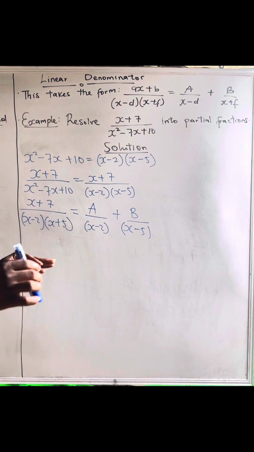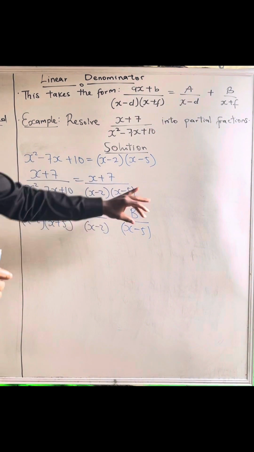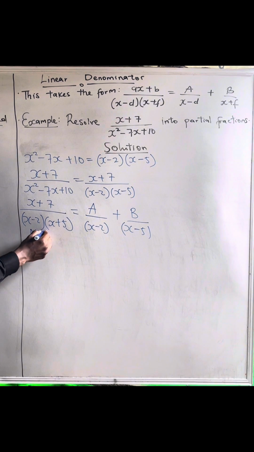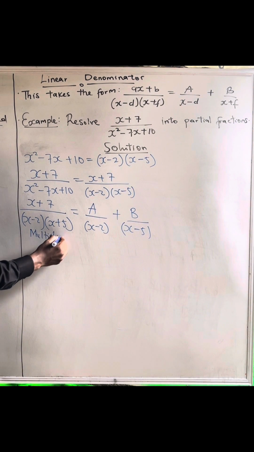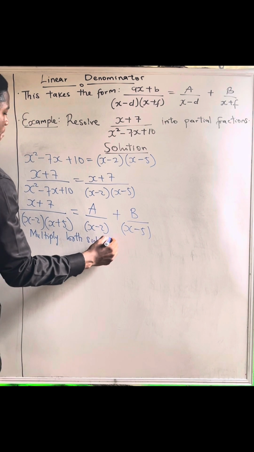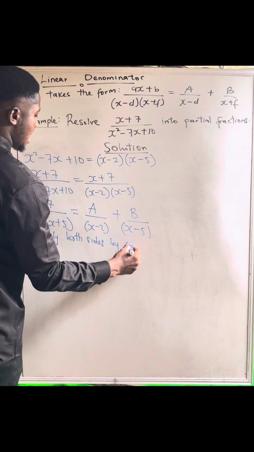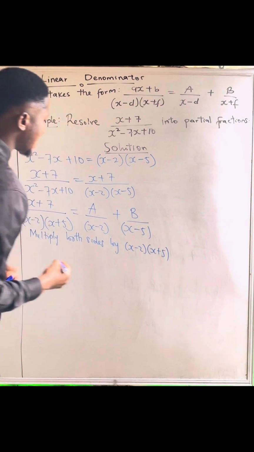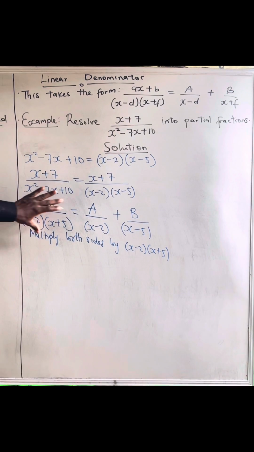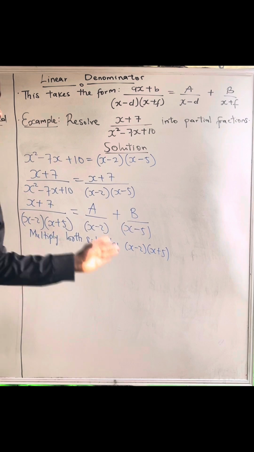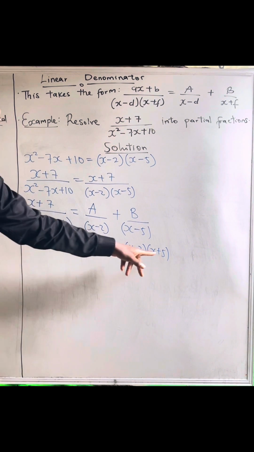The next thing we are going to do here is look for a way to get the value of a and the value of b. How are you going to do that? What we are going to do is multiply both sides by (x minus 2)(x minus 5). So guys, I'm going to multiply both sides of the equation by what? (x minus 2)(x minus 5). I'm going to multiply through by this denominator, (x minus 2)(x minus 5).